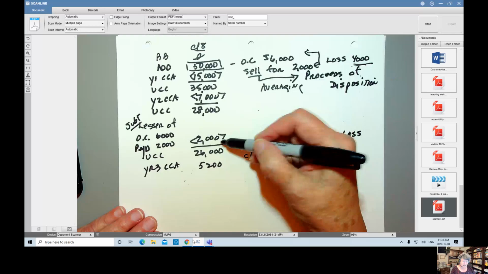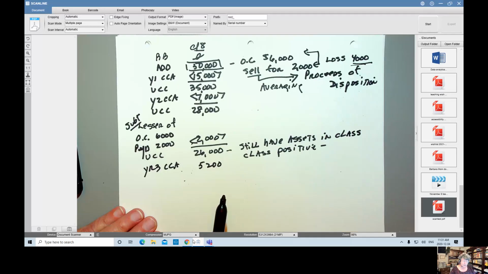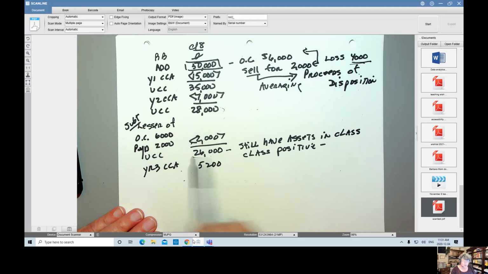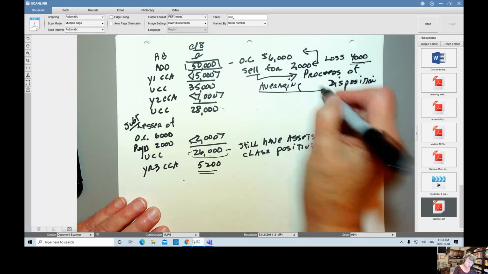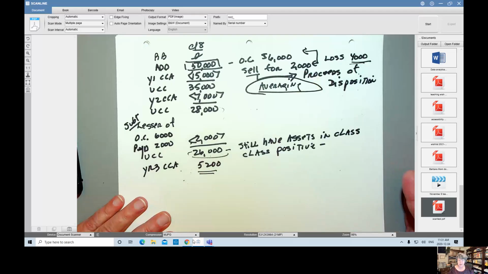I only took out 2. I didn't take out all 6. All right, so 4,000, 6 minus 2, is still in the UCC. So what I'm doing is taking CCA, and that's what I mean when I say we're averaging. We're spreading that out over the life of the asset.